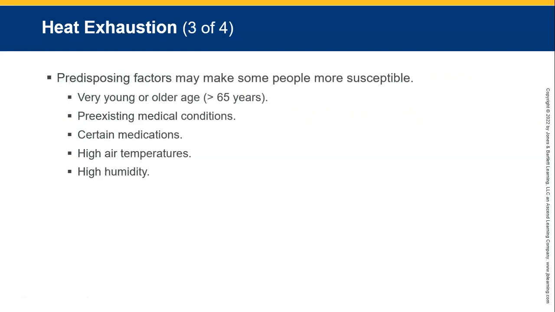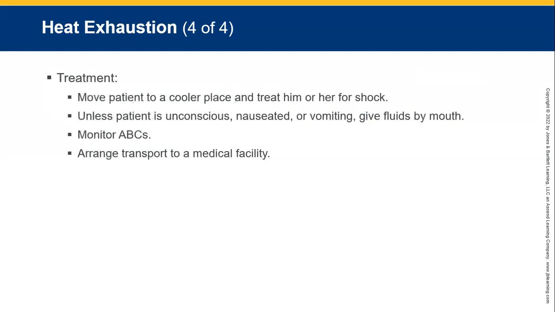Predisposing factors which make people more susceptible to heat exhaustion: the very young or the very old. Those people with pre-existing medical conditions. Certain medications obviously would also influence these factors of heat exhaustion. High air temperatures and high humidity, especially around the tropics, places like that.